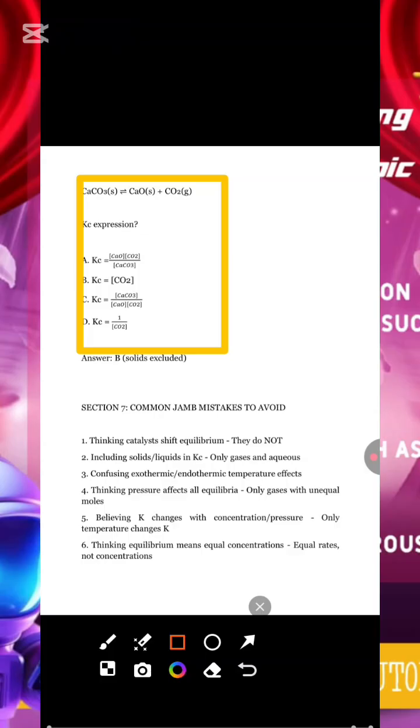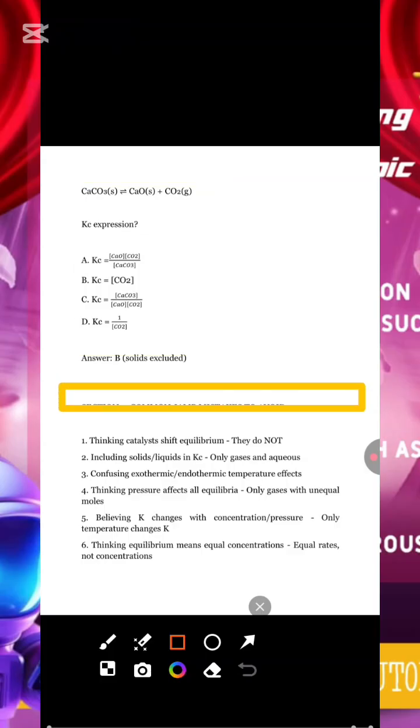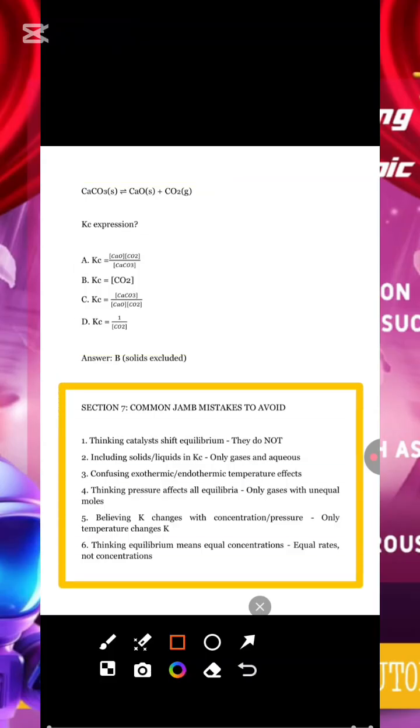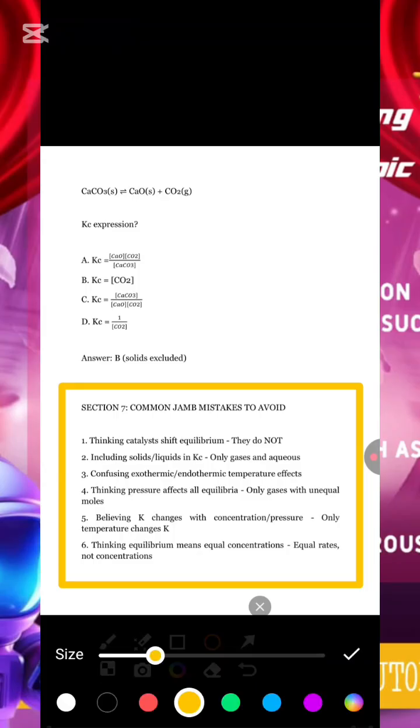Now that we have known this, it's also very important you take note of this. Common mistakes to avoid in your exam hall, both as a JAMB student, WAEC student, NECO student, post-UTME student, and whatever student that you have. Now, one mistake we often see with students is that they think that a catalyst can shift equilibrium, which is very wrong. Take note, a catalyst does not shift equilibrium for any reason.